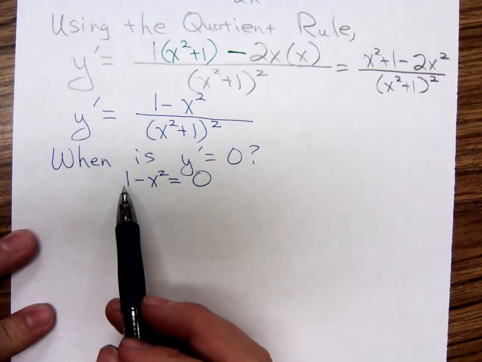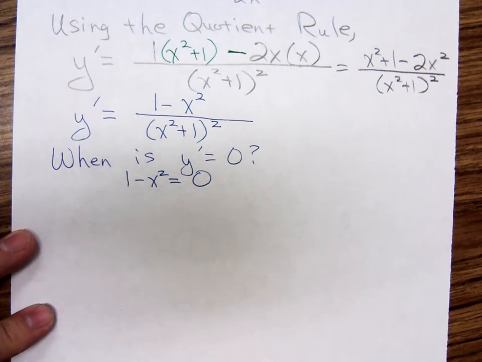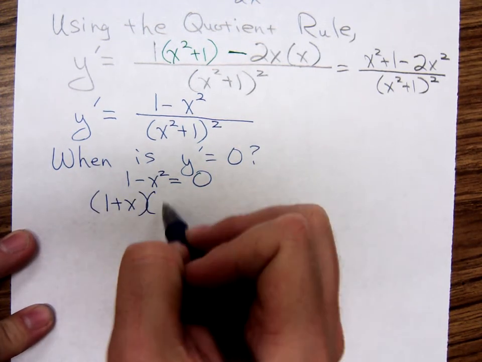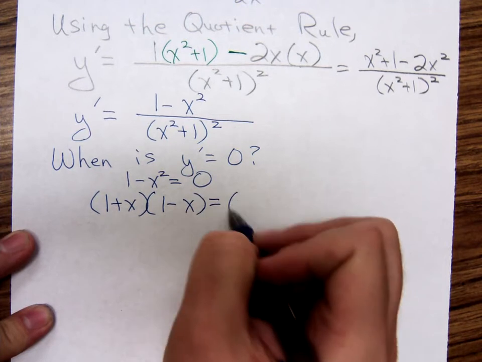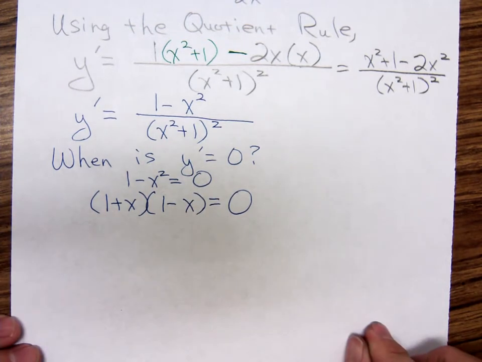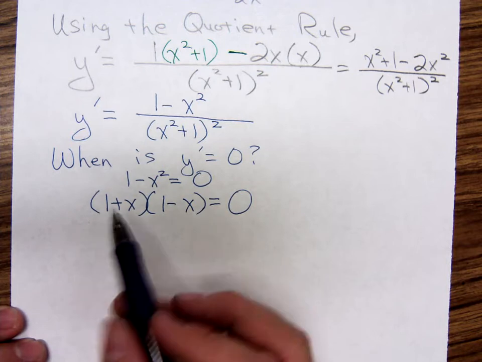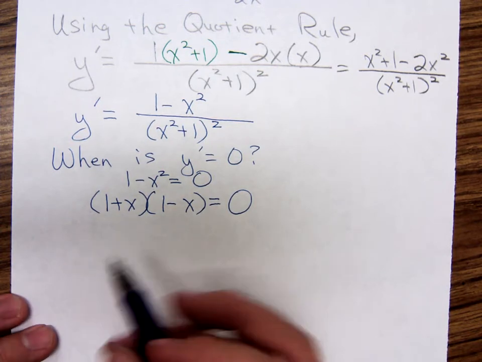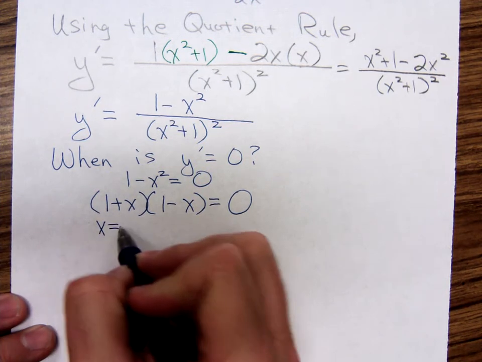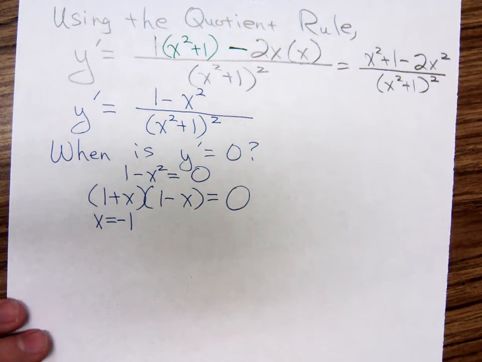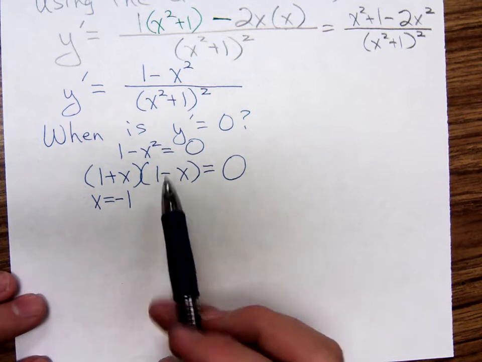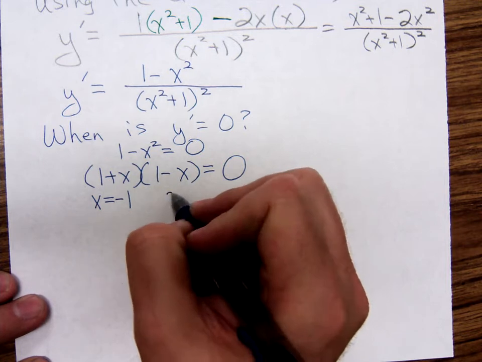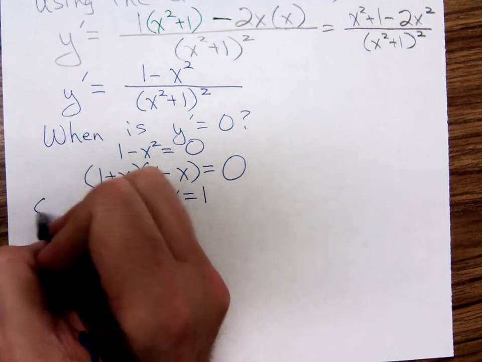Why don't we factor this? That's a difference of two squares. That's 1 plus x times 1 minus x. So I'm getting two different critical numbers. What are they? When x is -1, 1 plus x is equal to 0. When is 1 minus x equal to 0? When x is +1. So we have two different critical numbers.